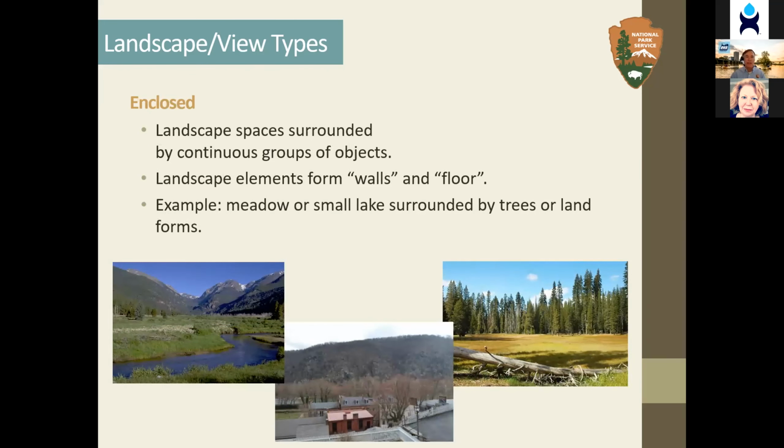Enclosed is the opposite of that. Now you've got some boundaries. There's a floor and there are walls around it, so there's something there to stop the view. It's contained, if you will, and it can be different scales. You see one photo there on the scale of a meadow. It can be rather intimate, or a big broad valley that has a backdrop to it. But there's some kind of boundary that contains the view.